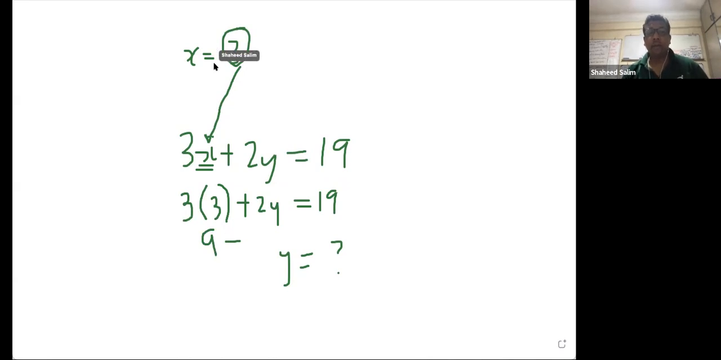X is 5. No, there x is 3 here. Oh, you're taking the previous question. Okay, now x is 3. So 9 plus 2y. So you bring the 9 over. Can or not? So equal 19. Then 19 minus 9. Then you get 2y equals to 10. Y equals to 5.